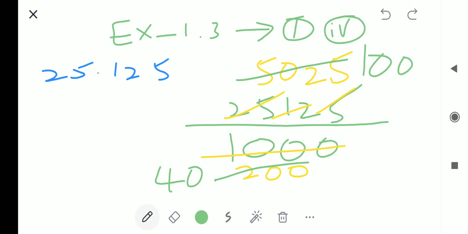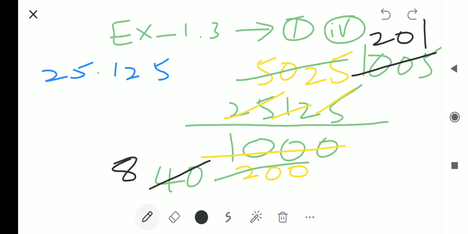Two digits at a time I am taking. That's why I am keeping 0 there. 5 5s are 25. Now again 1005 and 40, still it goes for cancellation. I am cancelling in the 5 table again. 5 8s are 40. Then here 5 2s are 10, 0, 1. So numerator 201, denominator 8.